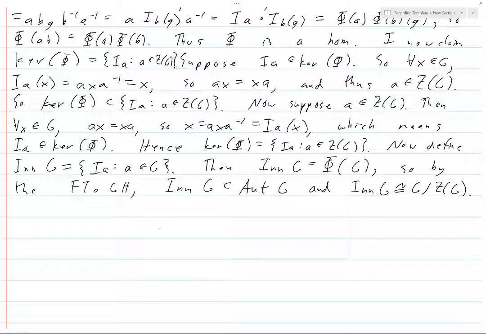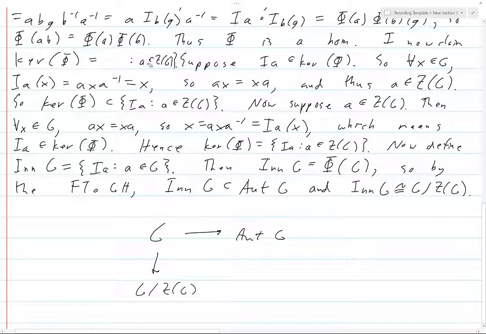So if we were to write this out, phi goes from G to Aut(G), then we have G mod C(G). Oh, no. The kernel of phi is literally the center of G, because phi sends G to Aut(G). So let's fix that.